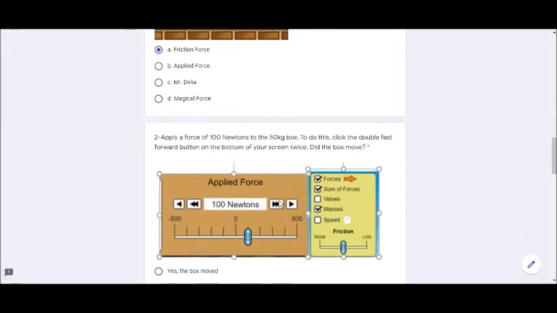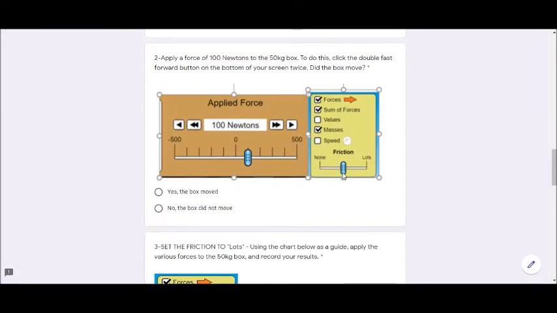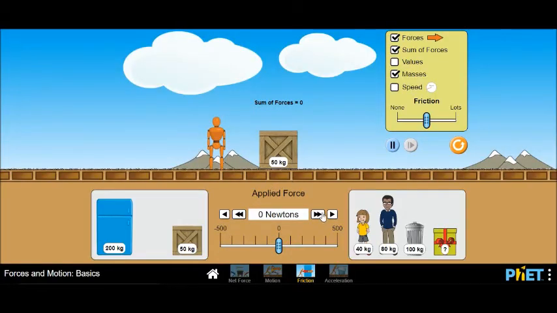Let's do the next one. All right, so we have apply a force of 100 newtons to a 50 kilogram box. To do this, click the double fast forward button on the bottom of your screen twice. And the question is, did the box move? So we're going to click this button twice, and we're going to leave this set up. So let's go over to our simulator. You ready? So I'm going to click this box twice. Ready? 1, 2. No, the box does not appear to be moving, does it?